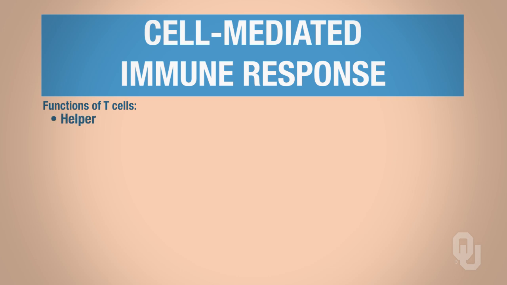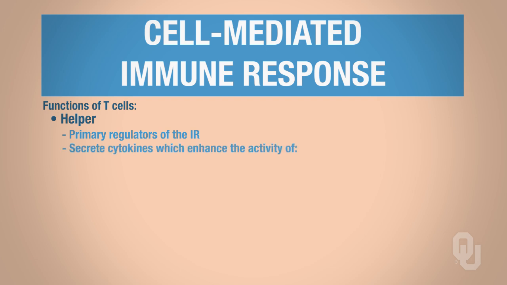The helper cells, think about them as being the regulators, okay? They're the helpers. They regulate. They do not kill, okay? Remember that these are also called the CD4 cells. Helper cells will also secrete cytokines, and that's actually going to enhance the activity of your macrophages. Remember, the function of the macrophages is to phagocytose. Okay, so these cytokines will also enhance the activity of the natural killer cells. Remember that natural killer cells secrete perforins, which create a pore in the membrane of your infected cell.